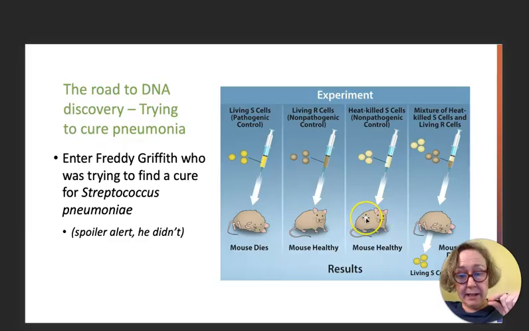Now, when he heat kills, right, so he's autoclaving these S cells, the mouse is fine. When he mixes the heat-killed S cells and the living R cells, the mouse dies. It shouldn't. Look, happy mouse, happy mouse. When you mix these two, you should have a happy mouse. But you do not. You have a dead mouse. What is going on? What is going on is DNA was actually able to move, transform.